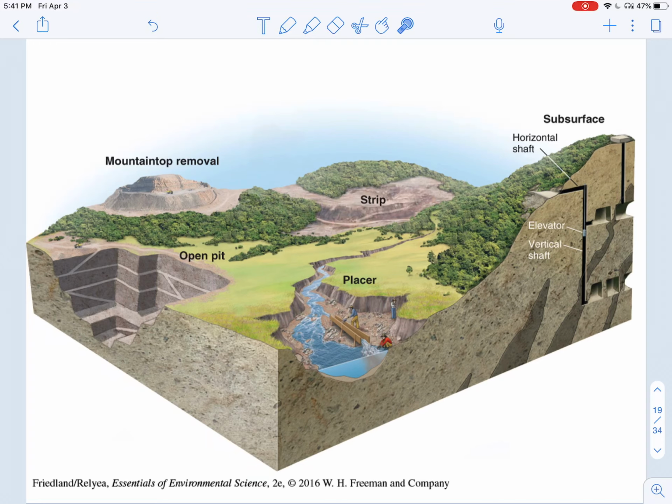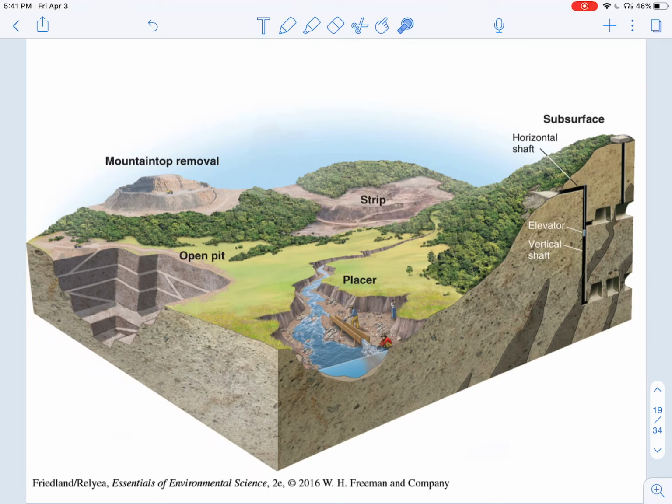There's also mountaintop removal where you just start exploding huge chunks of mountain. There's strip mining where we're taking the surface, or really more of a surface removal, little bits of surface at a time. There are subsurface mines. This is the classic going down into a mine shaft and building tunnels.